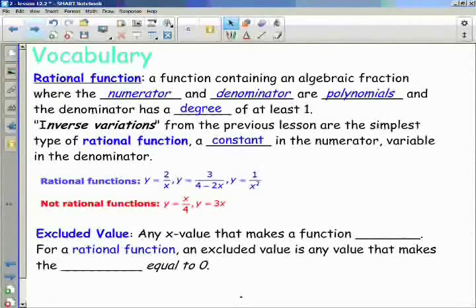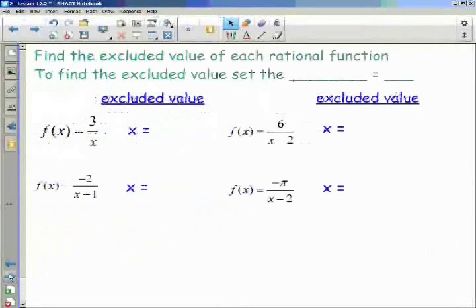Now excluded values are any x values that make a function undefined. And for a rational function, an excluded value is any value that makes the denominator equal to 0. If you try to divide by 0, you have some problems. We don't allow those, therefore the things that make the denominator 0 are excluded because they make the function undefined.